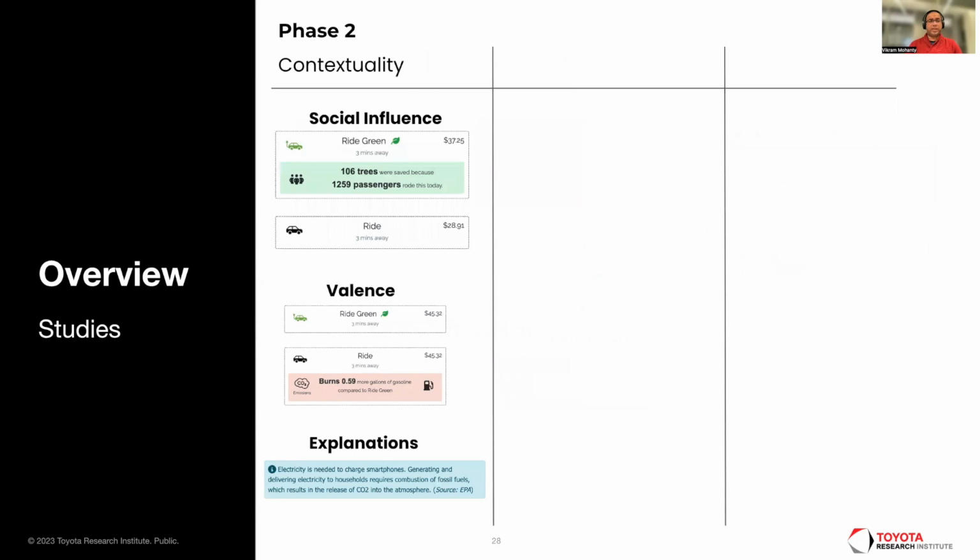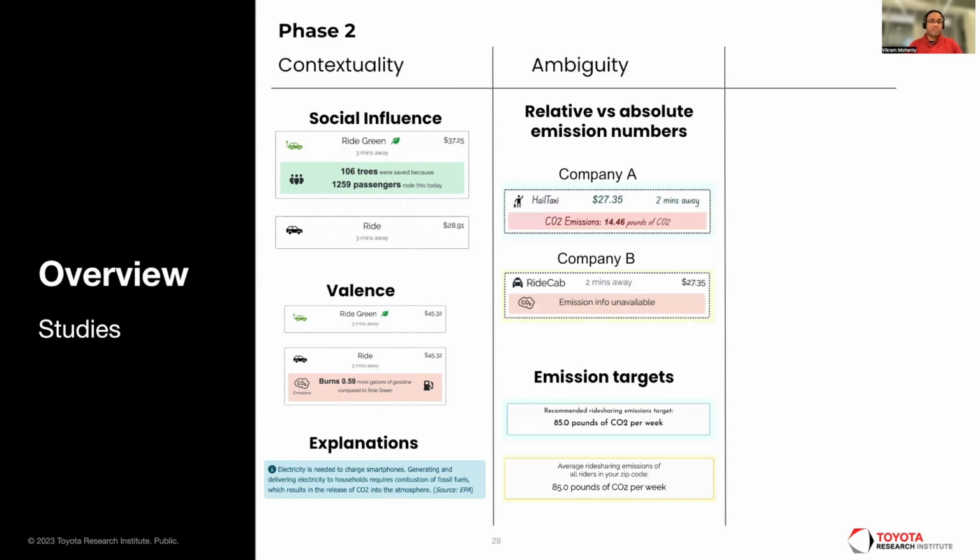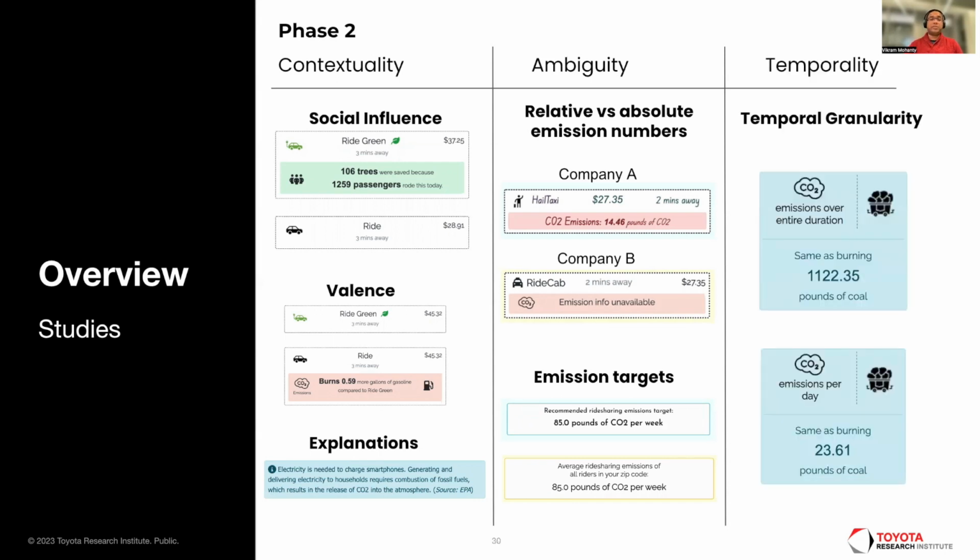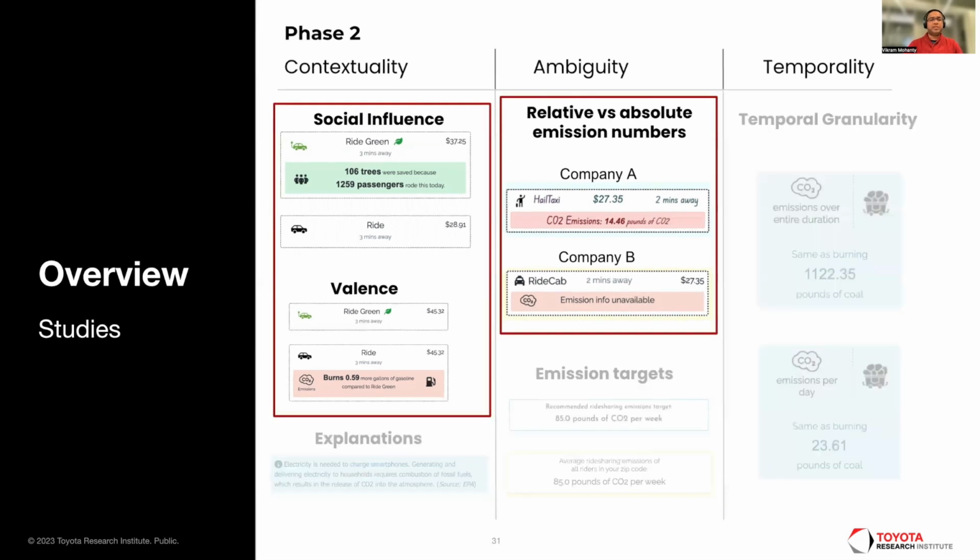For phase 2, we explored contextuality, where we looked at social influence, balance in the messaging, whether positive or negative, and providing additional explanations. Then we tested ambiguity, where we looked at relative versus absolute emission numbers and the role of emission targets. Finally, we looked at temporality, where we switched to a rental task and wanted to see whether emissions per day was more effective than emissions over entire duration. In this talk, I will just focus on these 3 studies along with phase 1.